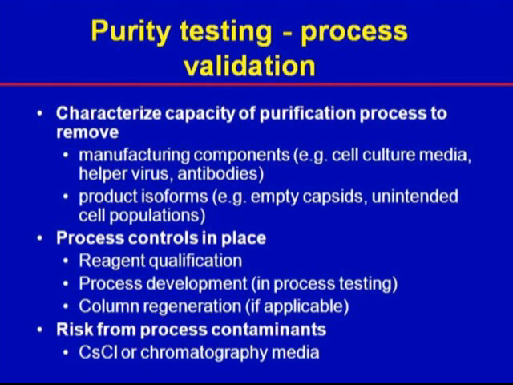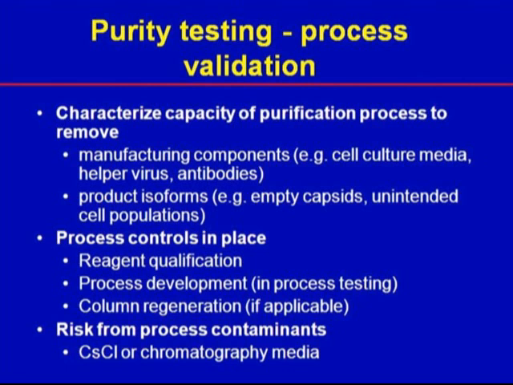You should also consider the type of process control procedures you have in place for the purification system. How well are reagents qualified? What do you know about your process? What in-process tests do you have in place? Is equipment single-use? Will columns be single-use or regenerated? These and other questions will help you evaluate the risk that contaminants might be introduced during the purification process and to evaluate the safety risk associated with possible contaminants, such as cesium chloride or other chromatography material.